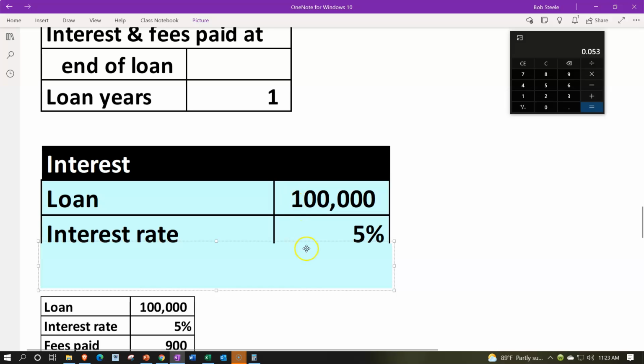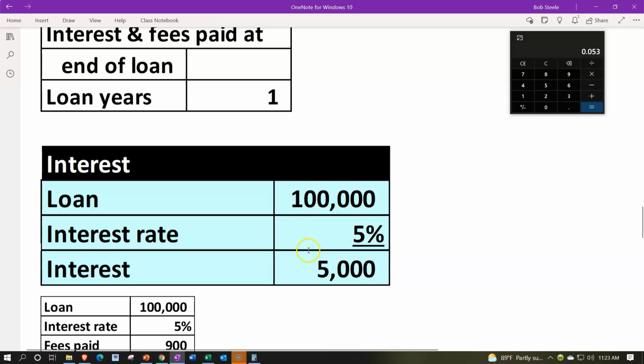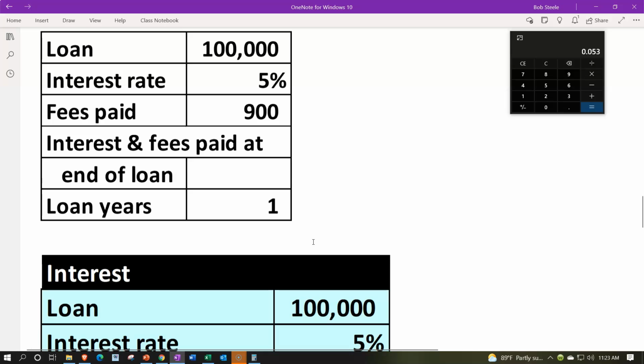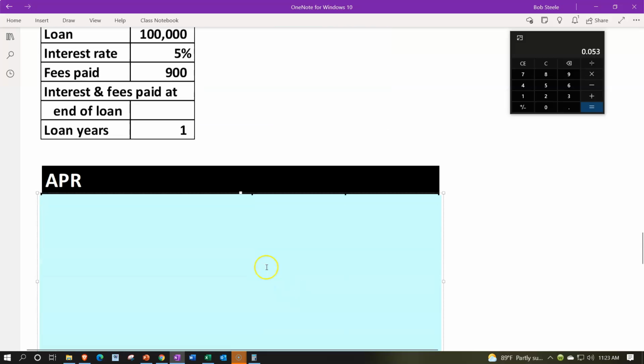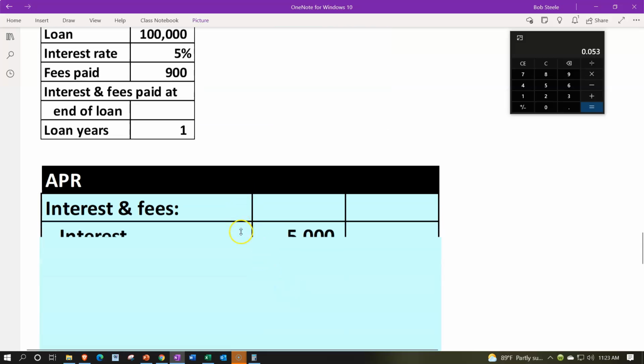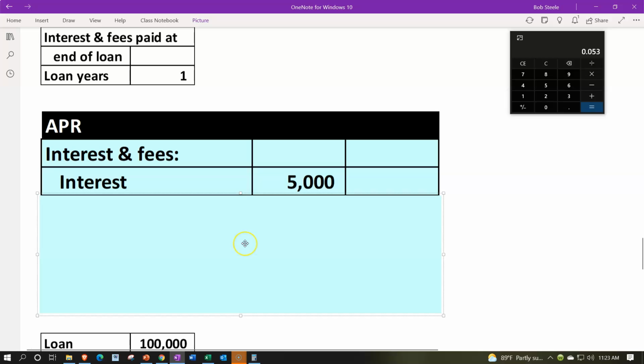If we take the 100,000 times that interest rate, we get to the interest that we're paying over that year's time period, which is 5,000. So we get back to these same two numbers, 5,000 and the 5%, as we've seen in the past, but this time more likely what we would see in practice, us given the rate and then calculating how much interest we would basically pay.